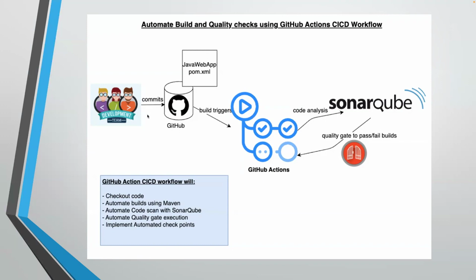As you can see in this diagram, we have our Java web app configured in GitHub, and we are going to create a CI/CD workflow using GitHub Actions, and integrate SonarQube in order to automate code quality scan. Then we will also create a quality gate in SonarQube, and configure some conditions in the quality gate so that you can pass or fail the build based on the conditions. All right, so it's a very simple real-time use case scenario. Awesome. So now let's go ahead with the implementation.